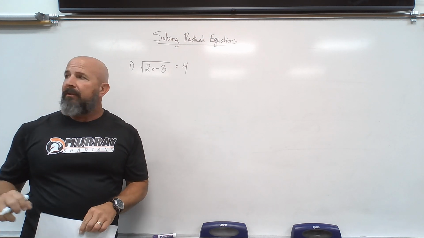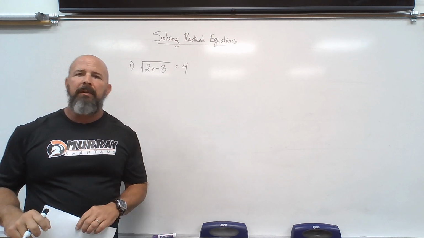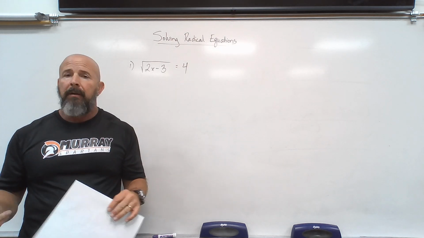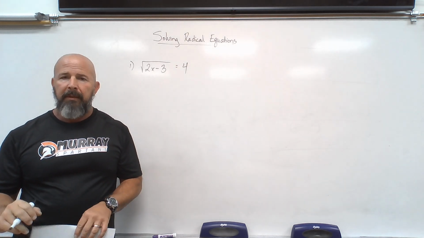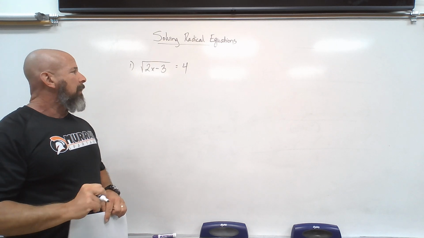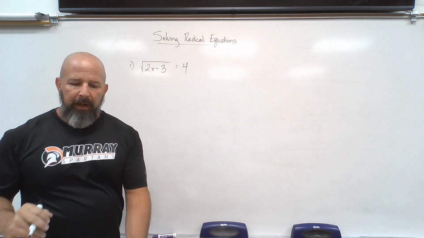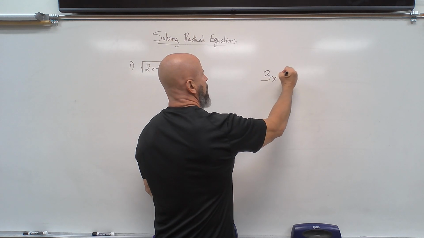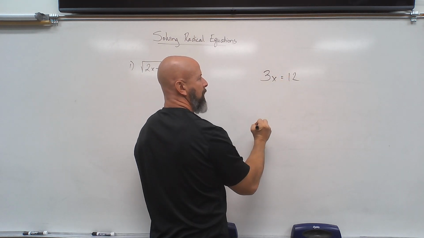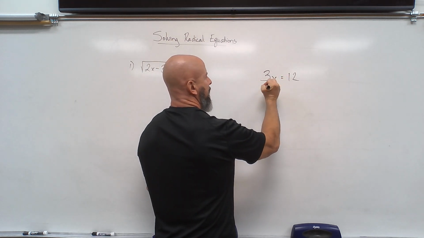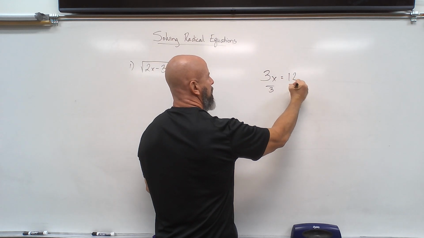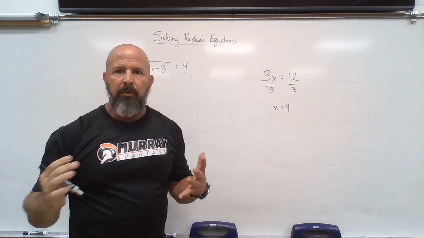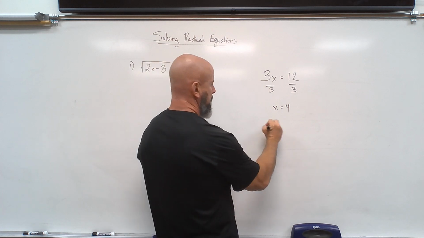All right, we're going to take a look at solving radical equations. A radical equation just means that it has a root in there, a square root, cube root, something like that. Now, the basic idea of solving an equation would be, we want to get x alone. So if I saw like 3x equals 12, I can divide both sides by 3. X would be 4.